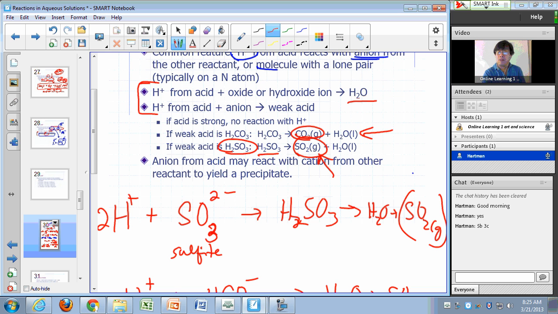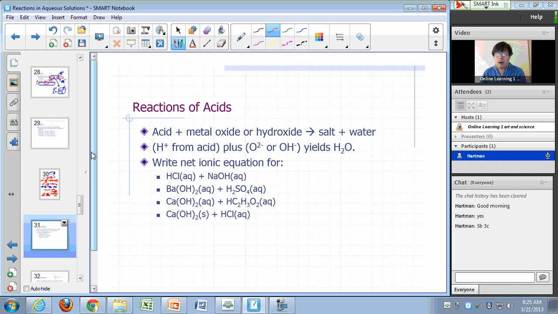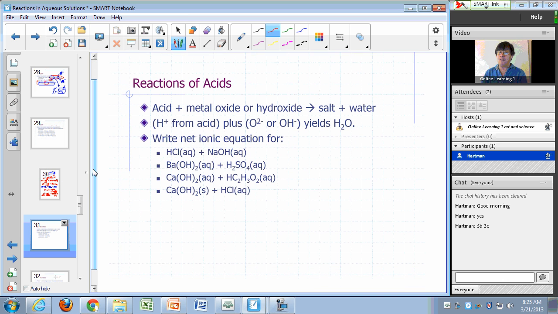Now, the anion from the acid itself may react with something else in the solution to give you a precipitate. So, in addition to the reaction of H plus, the negative part of your acid, the anion from it, might be able to give you something else like a precipitate. All right, so what if you have a metal oxide or metal hydroxide plus acid? Like I said, you basically get a salt and water. Your H plus from the acid combines with the oxide or the hydroxide and gives you water.